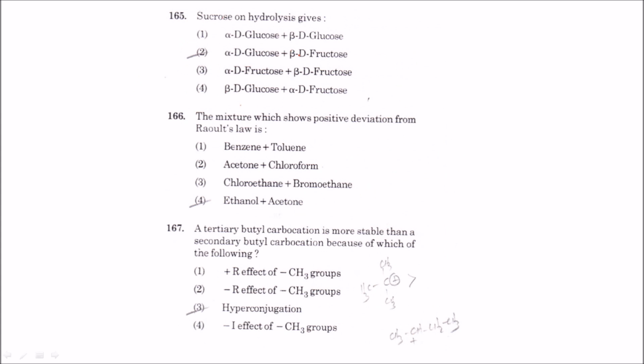165, sucrose on hydrolysis gives... Sucrose upon hydrolysis gives alpha-D-(+)-glucose and beta-D-(-)-fructose, right? So the right answer for this is the second option.